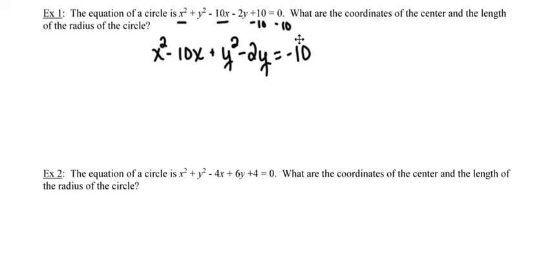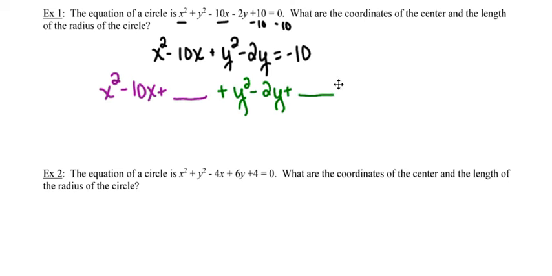And then you're familiar with completing the square from your algebra class. That's exactly what we're going to do. We're going to complete the square with the x terms. So x squared subtract 10x plus some mystery number plus y squared subtract 2y plus another mystery number equals the negative 10 plus the number we added in the purple blank to the left side plus the number we're going to add to the green blank on the left side.